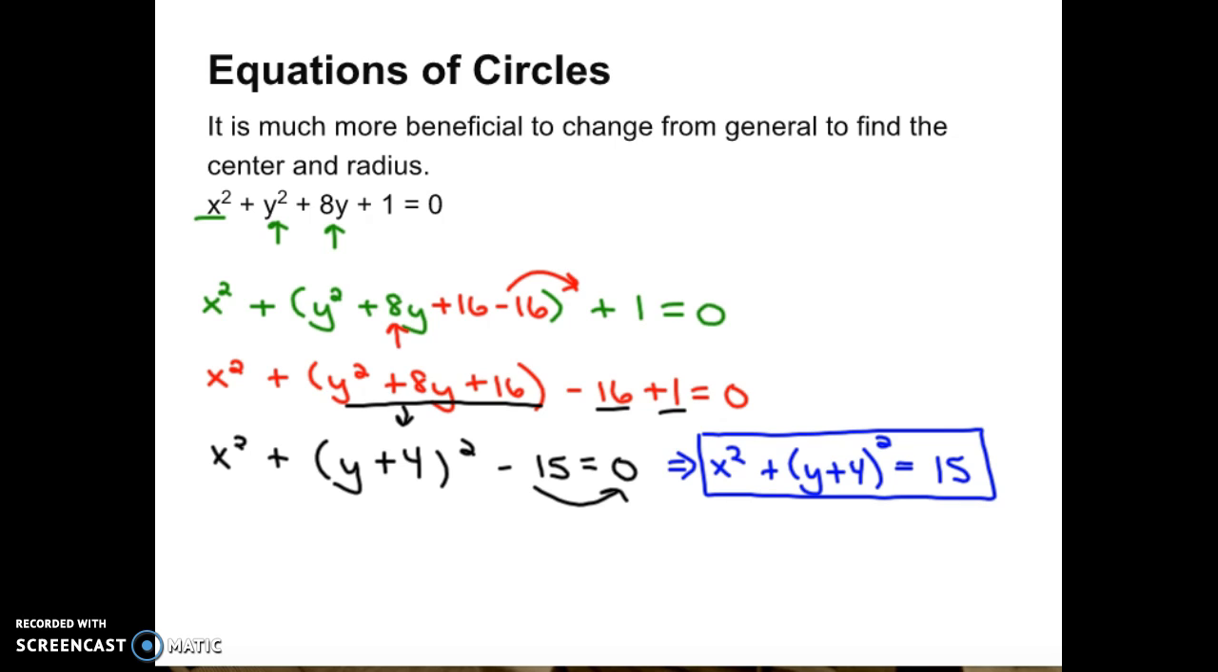And so what that means is the center is 0, okay? From here, I get 0, and right here I take the opposite, so negative 4. And your radius is always the square root of the last number all the way at the end, so it'd be the square root of 15. Okay? So let's look at one more of these examples.